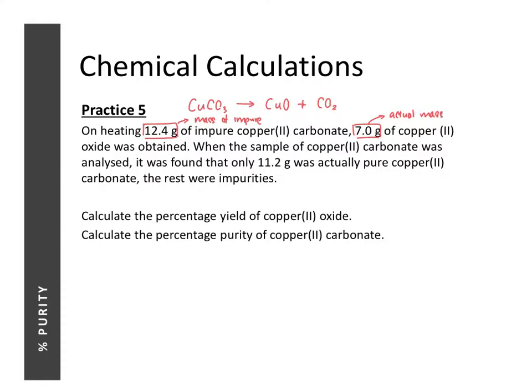As you read more, you will find that there is 11.2 grams. What is it saying? It's saying that out of the 12.4 grams, 11.2 grams is actually pure copper 2 carbonate. So this is the mass of pure. After we have clarified what each value stands for, the computation becomes quite simple. It makes sense now to compute the percentage purity first. Why? Because we have the mass of pure, which is 11.2, and we have the mass of impure, which is 12.4. So we can easily find the percentage purity.